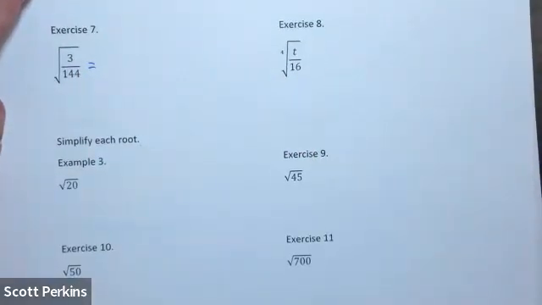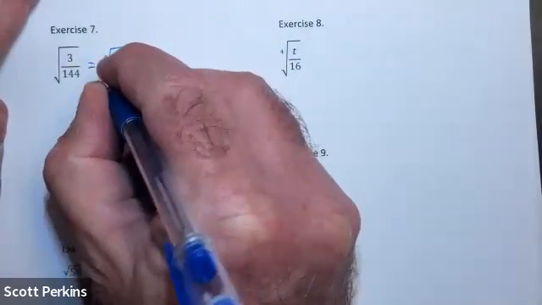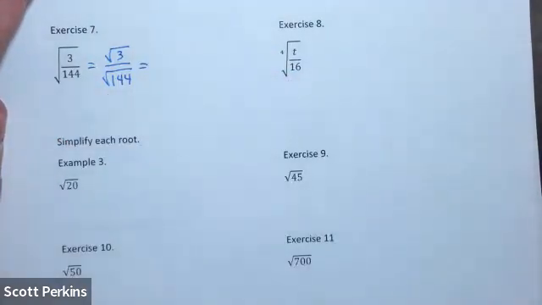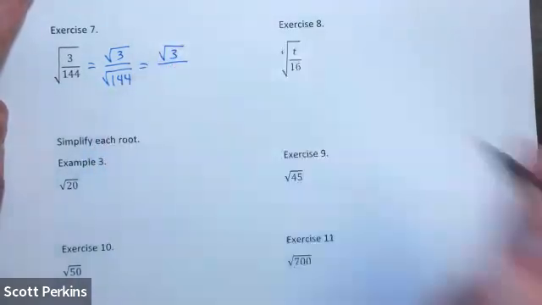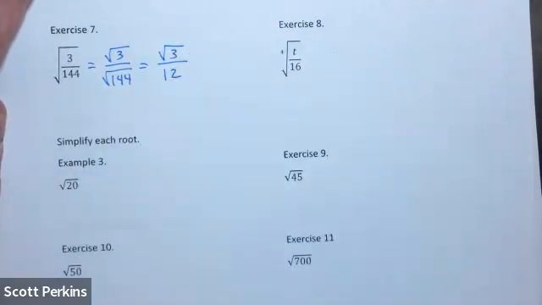Right, so quotient rule says that I can break this thing apart. So I've got the square root of 3 in the top. I've got the square root of 144 in the bottom. Square root of 3 can't be simplified anymore. It is just the square root of 3, so I'm going to leave it under the radical. In the denominator, the square root of 144, what is that? 12.